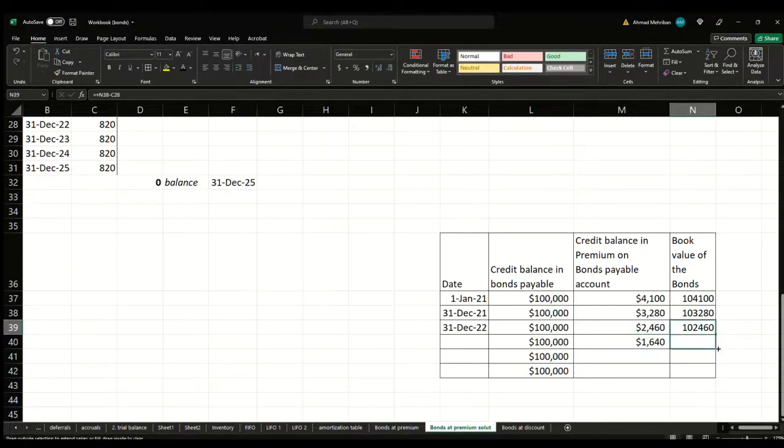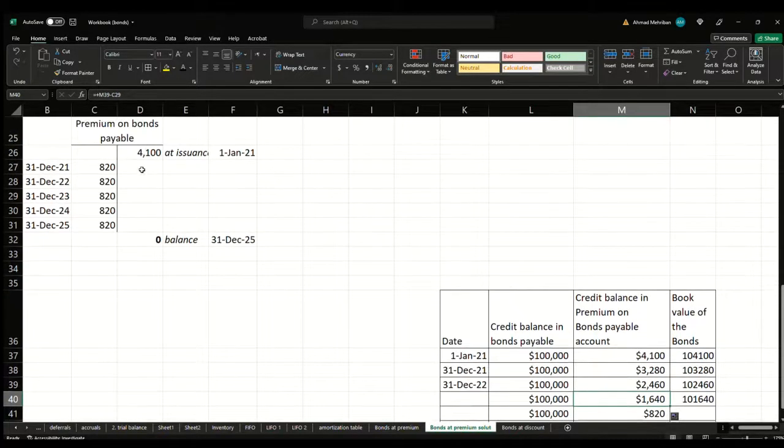And again, I can drag the formula, same calculation, so the book value of the previous year minus the amortized premium that we are recording this year. It's going to bring us to 101,640. And finally, sorry, I can just drag the formula. 1,640 was the balance at this point. I can actually do that calculation here as well.